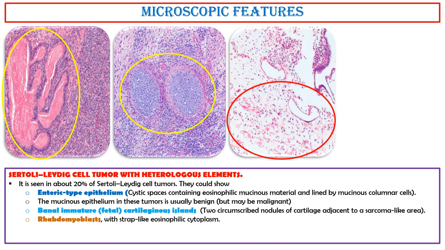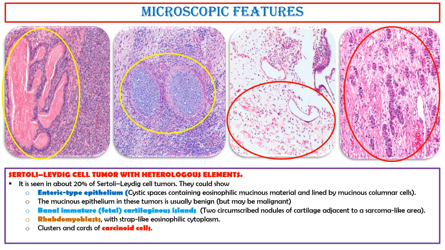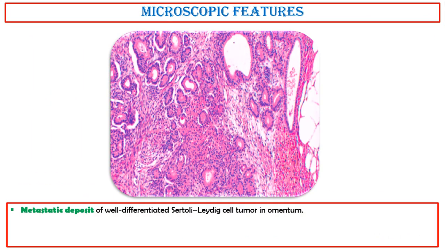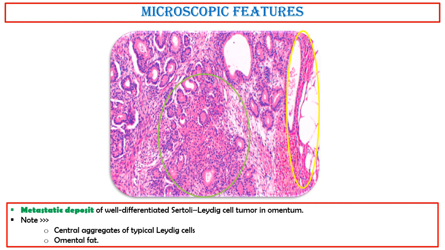Rhabdomyoblasts with strap-like eosinophilic cytoplasm. Clusters and cords of carcinoid cells. Rarely hepatic differentiation or foci of neuroblastoma. Metastatic deposit of well-differentiated Sertoli Leydig cell tumor in omentum. Note central aggregates of typical Leydig cells, omental fat.